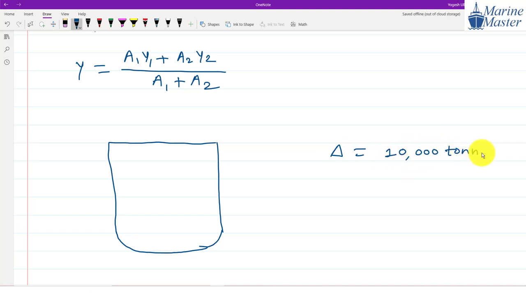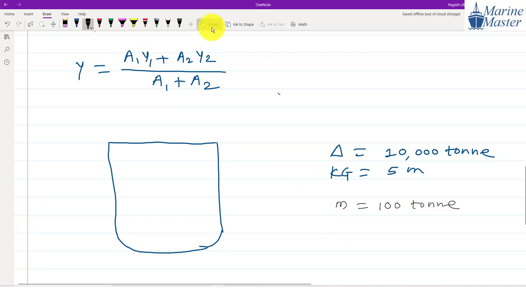How much is the initial displacement of the ship? 10,000 ton. And KG of the ship, just imagine that it is 5 meter. KG means the initial distance of the center of gravity from the keel. This is the initial situation, and now we are adding a mass of 100 ton.